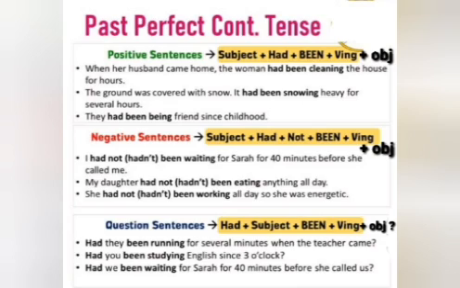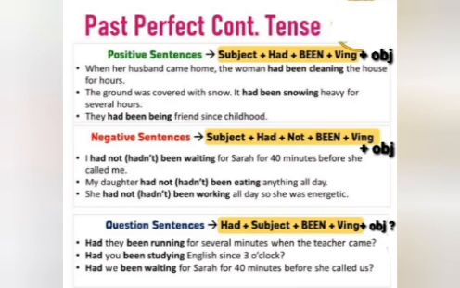Then the negative form is like subject plus had plus not plus been plus V1 plus ing plus object. For example, I had not been waiting for Sarah for 40 minutes before she called me. Here, I is the subject, had from the syntax, not again from the syntax, been again from the syntax, waiting V1 plus ing form. For Sarah is the object. For 40 minutes before she called me is your complement.